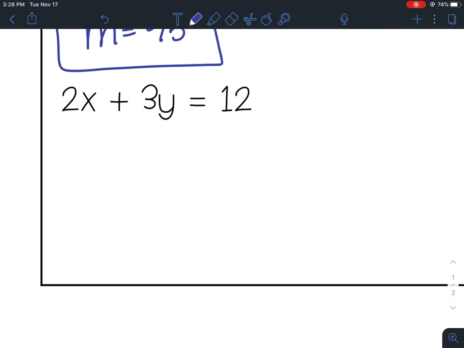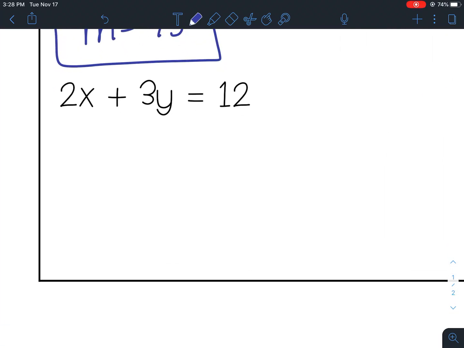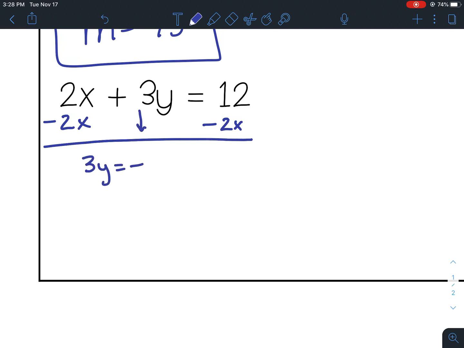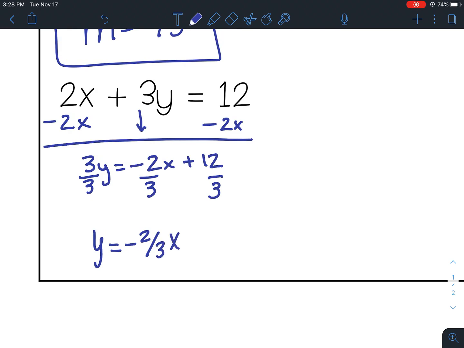Here my y is not by itself, so I have to go ahead and solve for y. To get y by itself, I have to minus 2x from both sides. Going to bring down that 3y equals negative 2x plus 12. Y is not by itself yet, so I have to divide every term by 3. So I get y equals, I'm not going to change this into a decimal, so I'm going to leave it as negative 2 over 3x. 12 divided by 3 is 4. So that's my y equals equation.